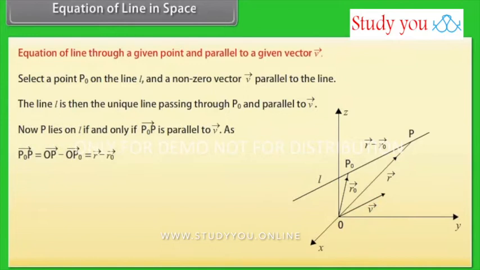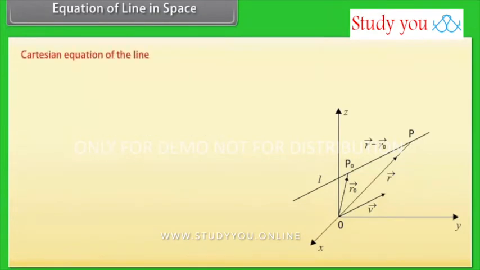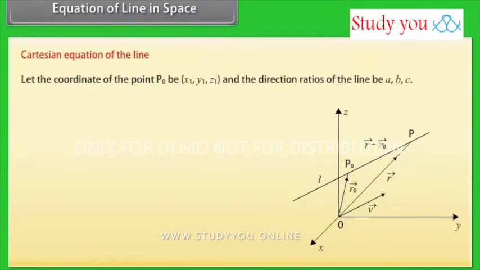As vector P0P is equal to vector OP minus vector OP0, which equals vector r minus vector r0, this condition is equivalent to vector r minus vector r0 equals t times vector V for some scalar t. The equation vector r minus vector r0 equals t vector V is called a vector equation of the line L. Cartesian equation of the line. Let the coordinates of the point P0 be x1, y1, z1 and the direction ratios of the line be A, B, C.